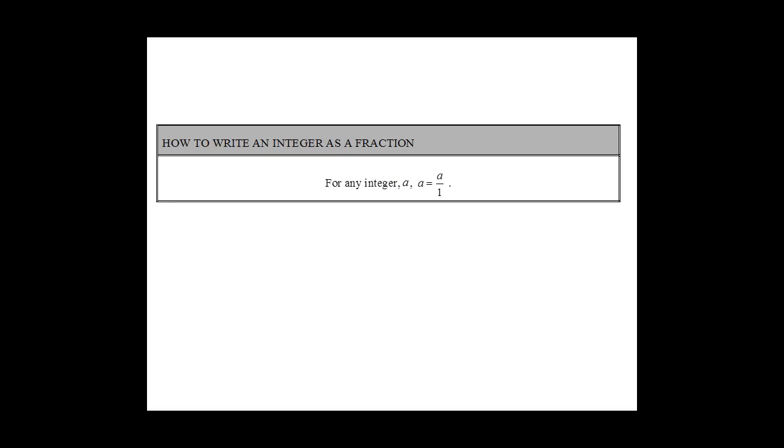How to rewrite an integer as a fraction. For any integer, a is equal to a over 1. Write the following numbers as fractions. 0 can be written as 0 over 1. 3 can be written as 3 over 1. Negative 23 can be written as negative 23 over 1. And 5 can be written as 5 over 1.